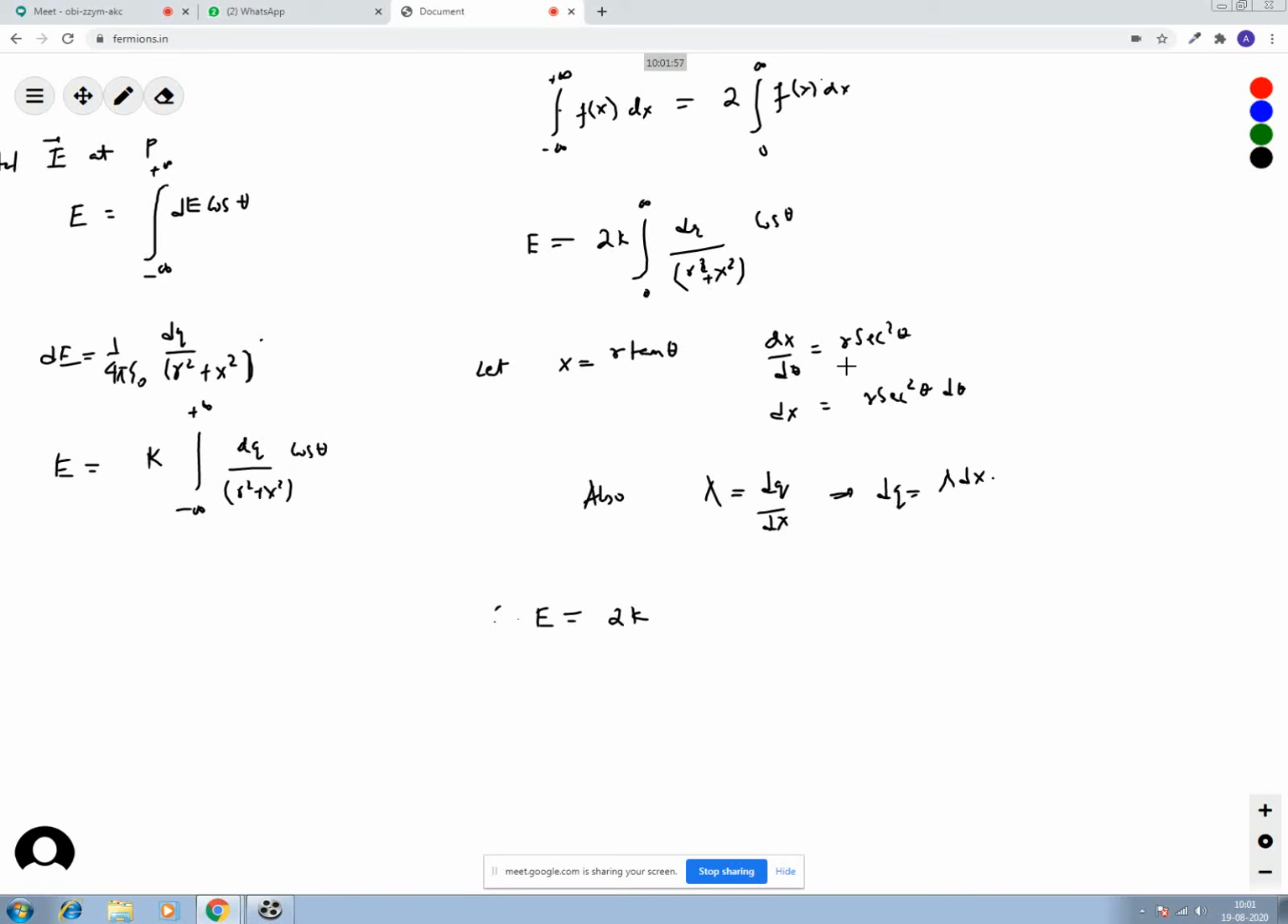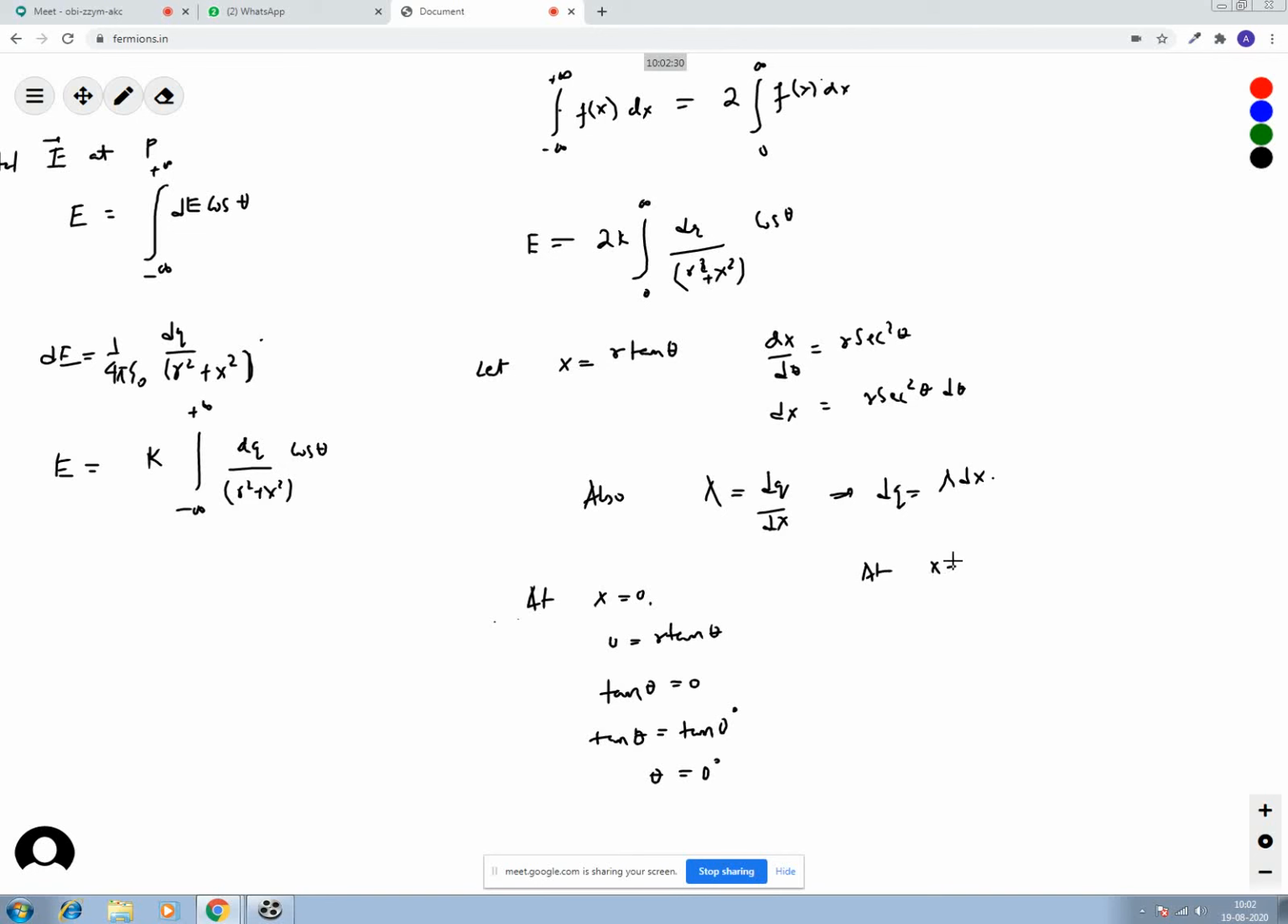So to change the limit, what are you going to do? Before I proceed further, you have to use this equation. At x equals 0, if I put 0 equals r tan theta, that means tan theta is equal to 0. Tan 0 degree is 0, right? So tan theta must be equal to tan of 0. That gives me theta equals 0 degree.